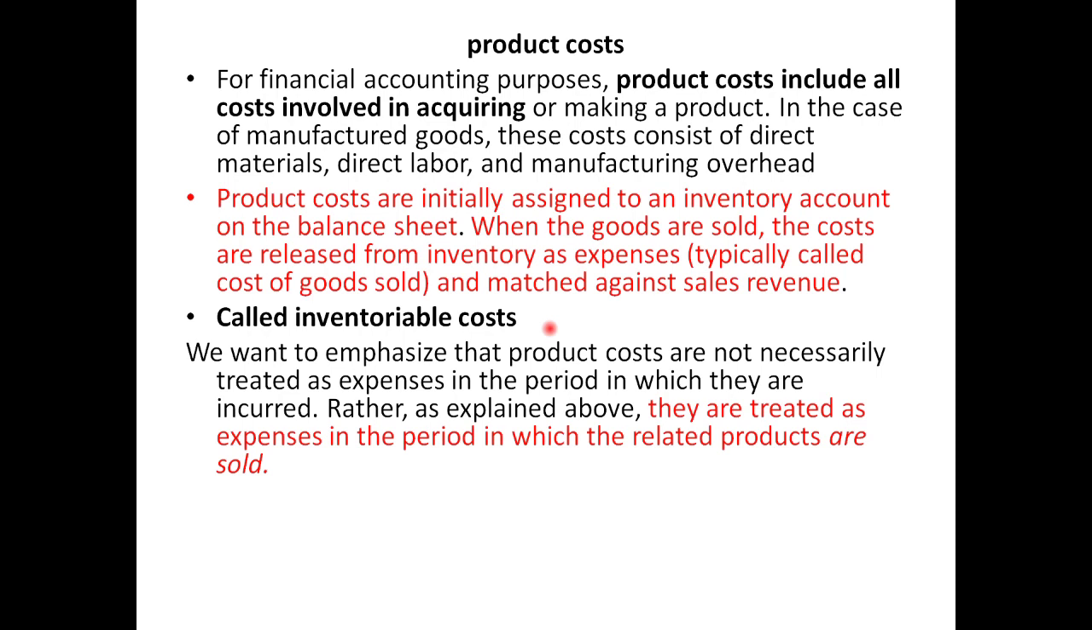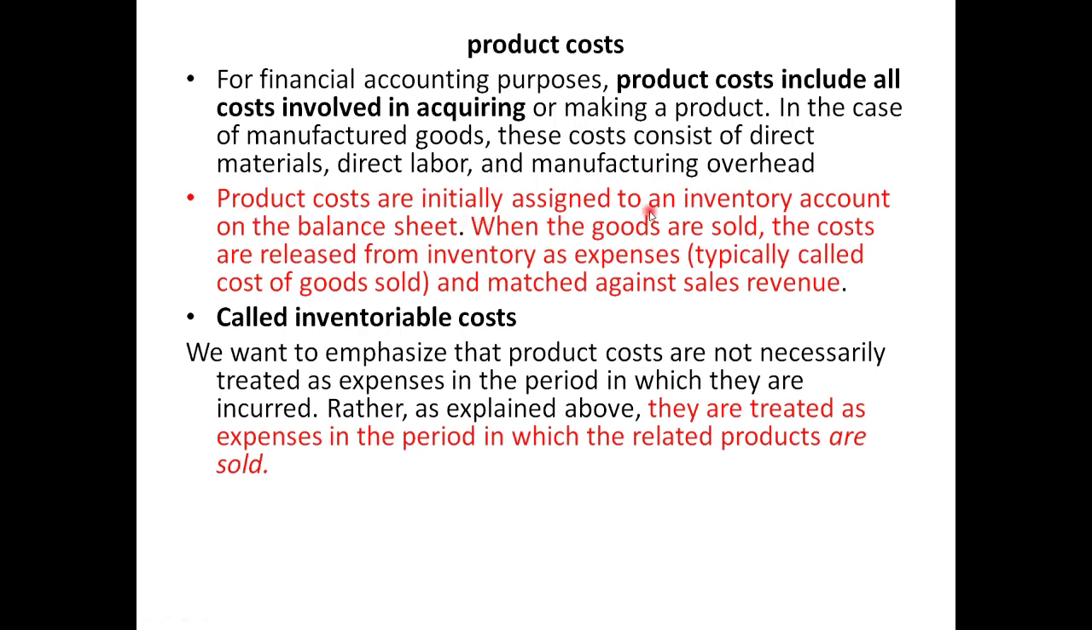Before explaining the difference between variable and absorption costing, we should differentiate between product and period costs. Product cost for financial accounting purposes includes all costs involved in acquiring a product, for a merchandising company, or making a product, for manufacturing. In the case of manufactured goods, these costs consist of direct materials, direct labor, and manufacturing overhead.